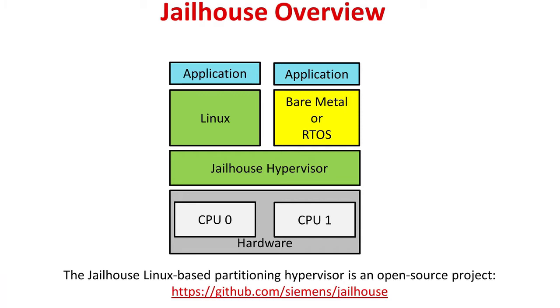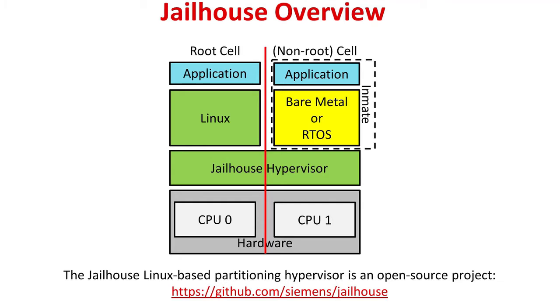Jailhouse is an open-source, static partitioning hypervisor that runs bare metal binaries. It cooperates closely with Linux. Jailhouse does not emulate resources that do not exist on the hardware. It just splits existing hardware resources into isolated compartments called cells. One of these cells runs the Linux operating system and is known as the root cell. Other non-root cells borrow CPUs and devices from the root cell as they are created. These non-root cells are called inmates.